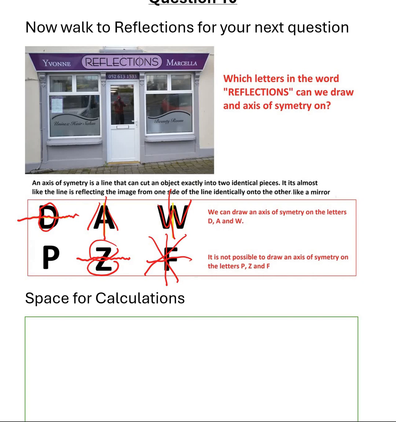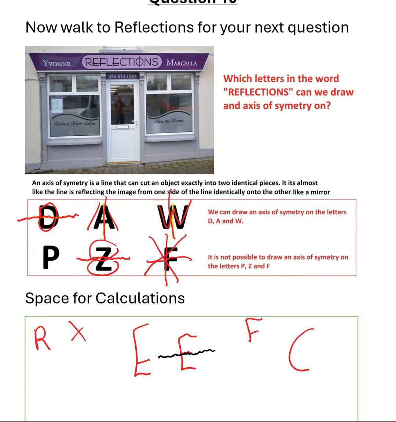So if we look here, R doesn't have an axis of symmetry. The E in reflections on this one doesn't, okay, because it's like this. So I can't draw a line down the middle of that or across it to make it the same on both sides. However, if the E was like this and the middle line was straight down the middle, then I could, okay, because I just draw it here and it would be the same on both sides. And the F doesn't have an axis of symmetry.